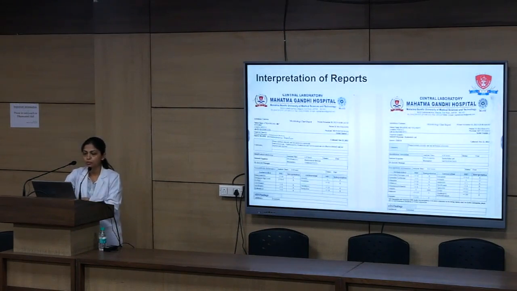These are the reports which we get from the automated Vitek2 system. Here we can see the name of the sample and the isolate which we obtained from that sample, and these are the drugs which we have put in the automated machine, and the reporting is in the form of MIC values, and then there is an interpretation.